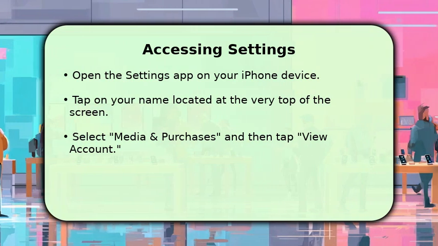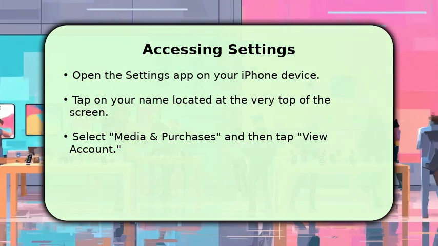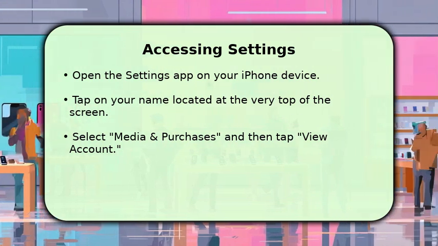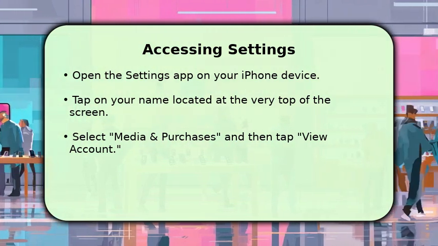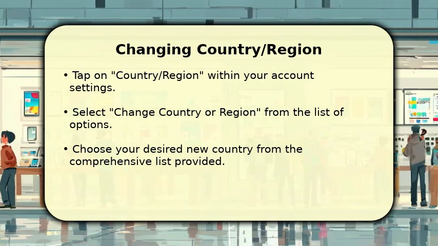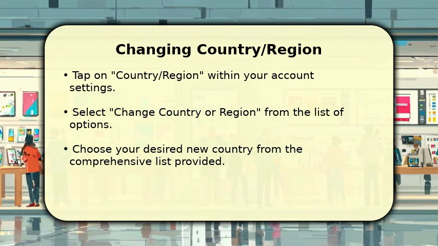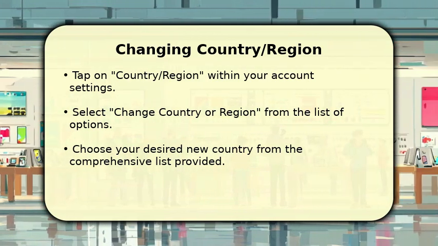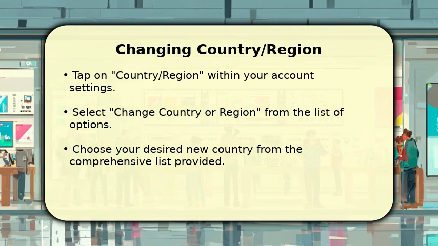At this point, you may be prompted to enter your Apple ID password for security verification. This step ensures only you can make changes to your account. Once you are viewing your account details, tap on the country or region option. Proceed by selecting Change Country or Region, and then scroll through the extensive list to choose your new desired country.